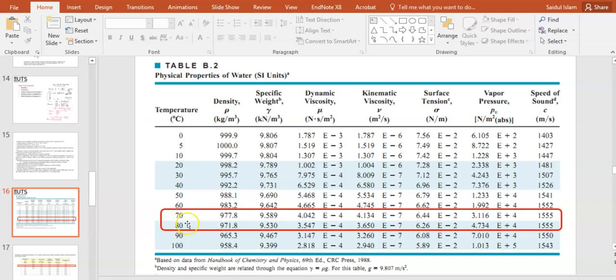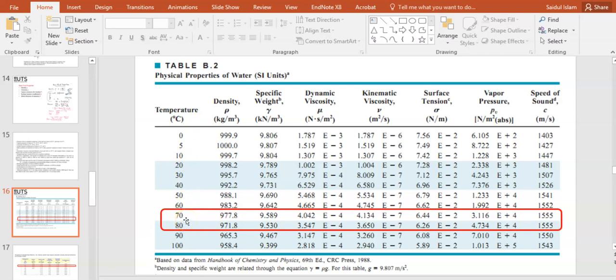This is a common case, especially for different engineering problems. For many problems you need to find the specific weight, viscosity, density, or any other values for a certain temperature. If you're lucky, you will get some constant temperature, suppose 20, 30, 40. But if you get a question in the final exam or quiz that asks you to calculate the density of water at 32 degrees centigrade or 72 degrees centigrade, that is not in this table. So how will you do that?